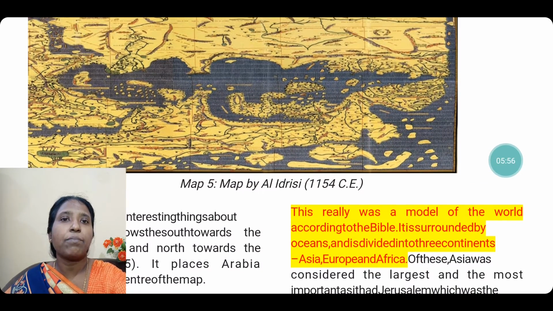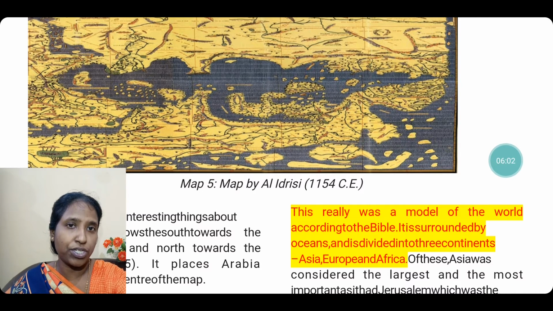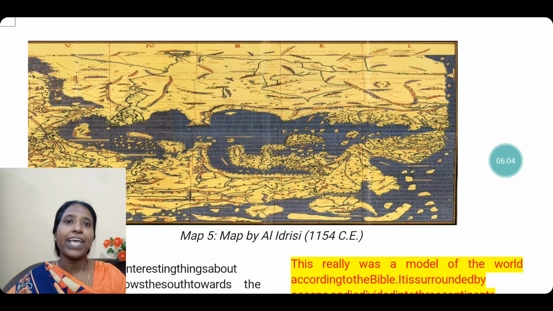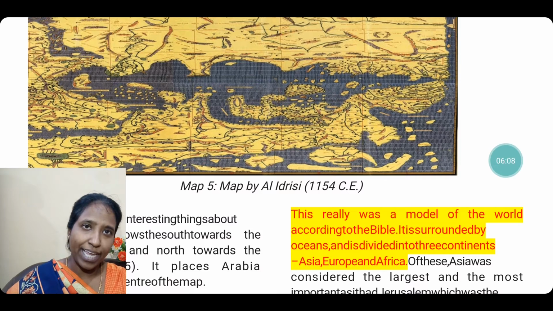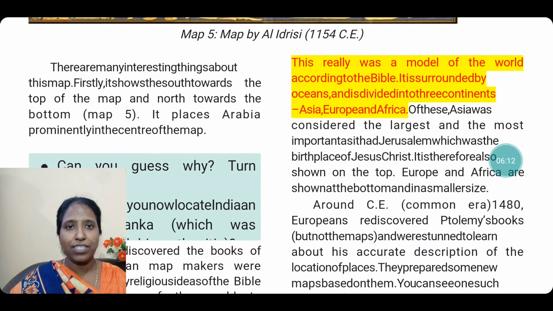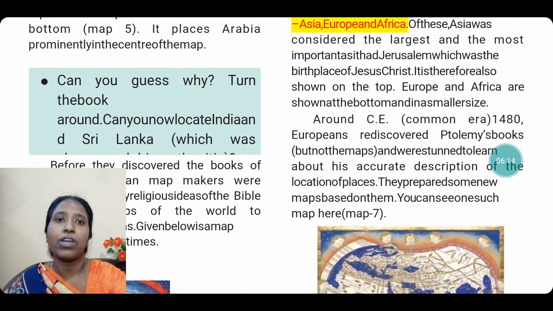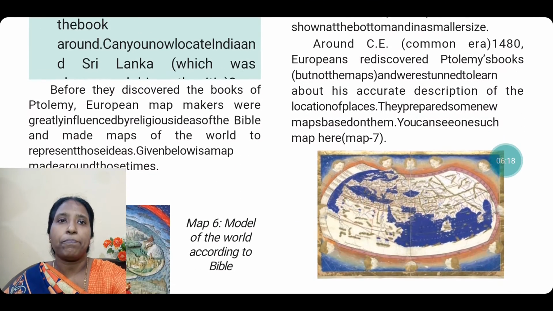Now you can see the map by Al-Idrisi. Here you see he has given much detail about Eurasia. Eurasia means Europe and Asia, and you can see only a little part of Africa. And you can see the north is mostly towards the south and the south towards the north. That is, the south is pointing towards the top of the map.